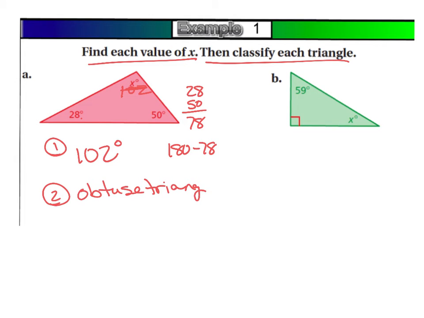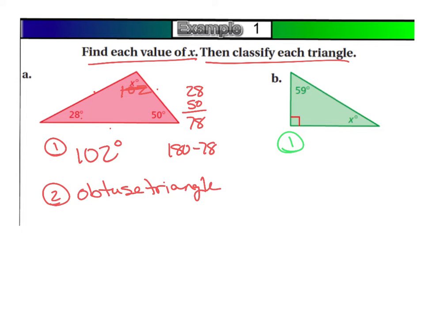Not acute, not right, equilateral or equal angular, they're not the same. Then as far as the sides, it doesn't have anything that says it is equal angular or equilateral or isosceles. So obtuse triangle is the only one that you can use.